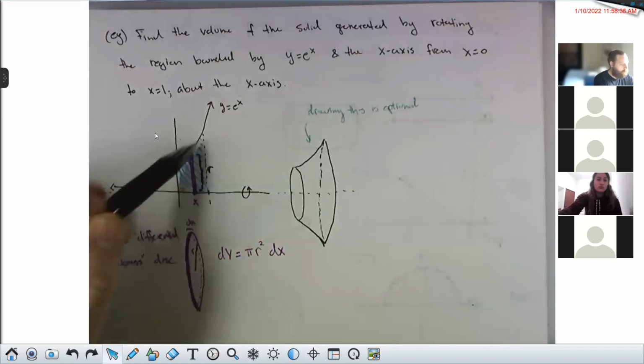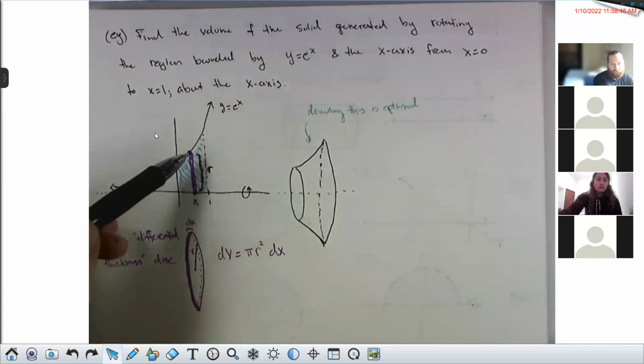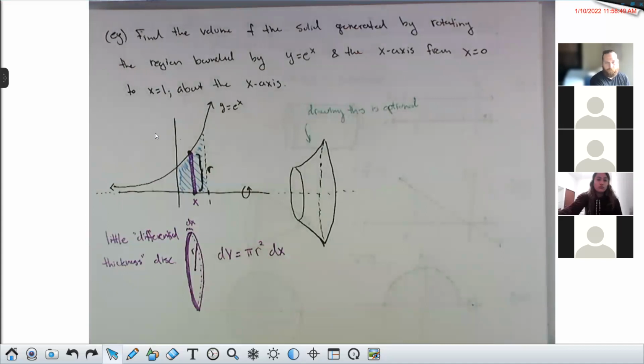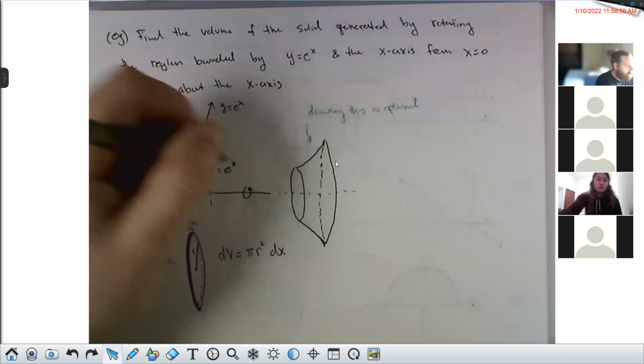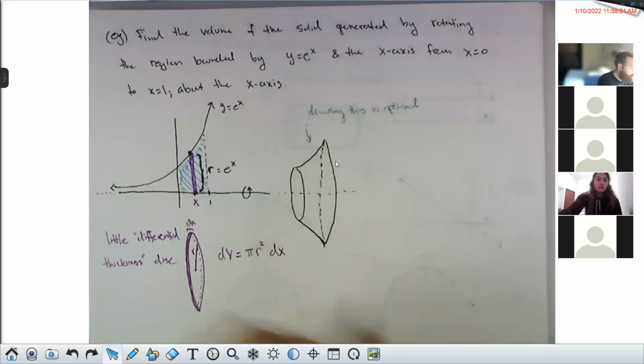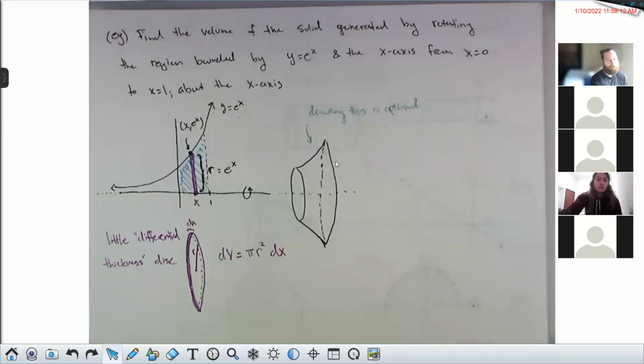Remember, this is the curve y equals e to the x, and this strip is at x position, just x, a generic x position. So what is this vertical distance? What is the height here? Very good, e to the x. Something that is often helpful in these problems is characterizing a point on the curve. The point where that strip touches is x comma e to the x, because we're along the curve y equals e to the x.